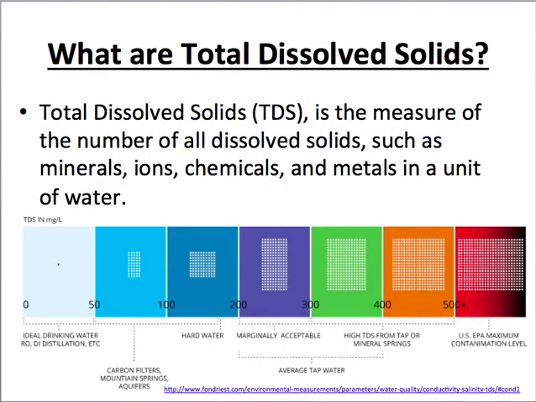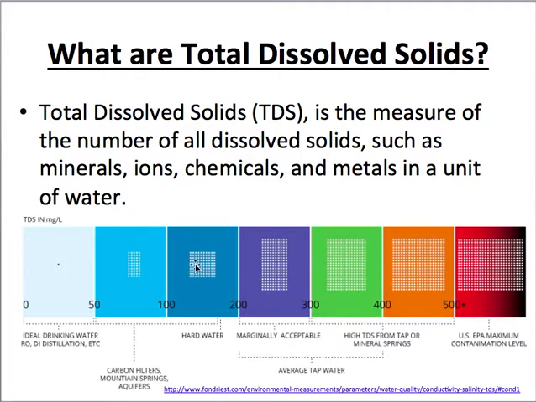Now let's switch gears and talk about total dissolved solids. Total dissolved solids, or TDS, is a measure of the number of all dissolved solids like minerals, ions, chemicals, and metals in a unit of water. In this chart here, you can see the TDS of different kinds of water. So the ideal drinking water will be as close to 0 TDS as possible.